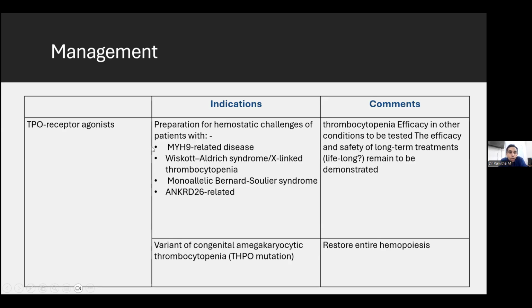And it's heartening to note that we have some of these agents which can actually be given to children before surgery, or if they're very symptomatic. How long it can be given, can it be given lifelong, is still something which needs to be sorted out.